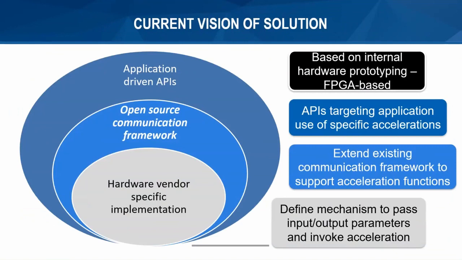So to test this concept out, as I mentioned, we built a hardware prototype. This is just to rephrase what I was mentioning earlier. The hardware vendor specific implementation is what we have done. We have defined a mechanism for how to specify the input and output acceleration parameters and how to invoke the acceleration, whether you do it locally or remotely, and extended the communication framework to support these different types of acceleration functions. And then the API itself is what we're talking about for OFI. This whole thing is based on this hardware prototyping, which is FPGA based. So if you can go to the next slide.